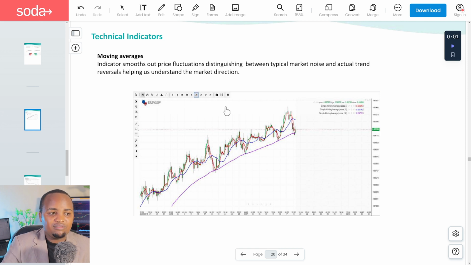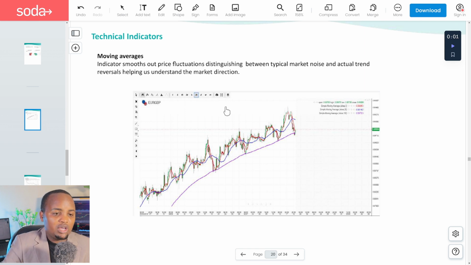For example, here we have what we call the moving average. If you use the moving average, for example the 50, all you have to do is go to your settings, to the platform you are using to do your analysis, and the moment you go into that, you will see the technical indicators. You can use things like the moving average.